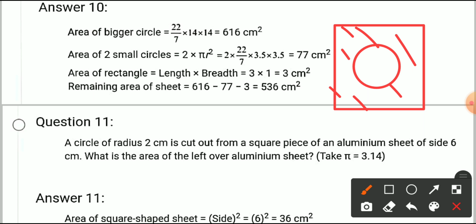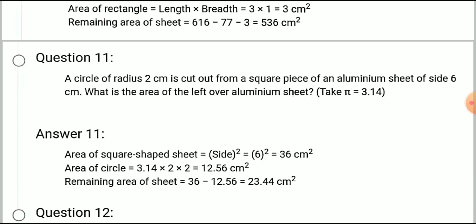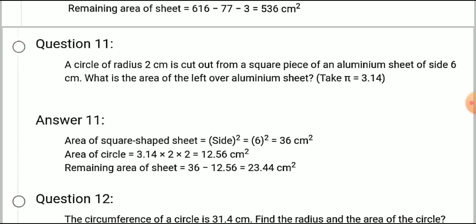So for this condition, you need to calculate the area of the square piece of sheet, then you have to subtract the area of the circle. Okay, area of square sheet is 36, area of circle is 12.56, which gives 23.44 centimeter square. See this very carefully. If you have doubt, you can ask me again.